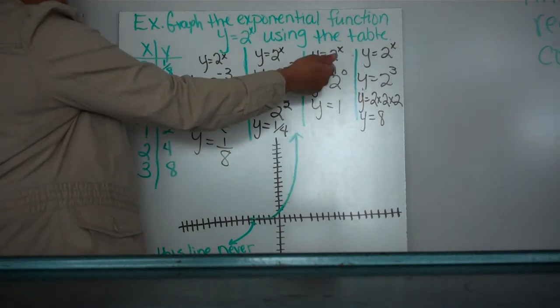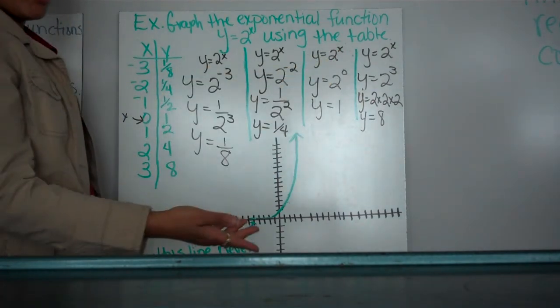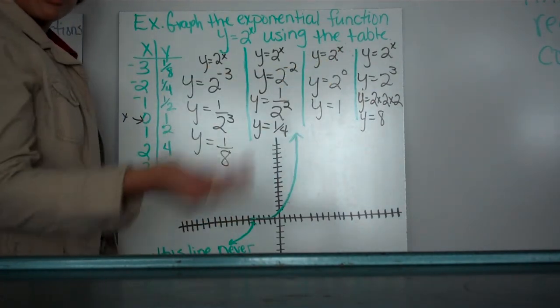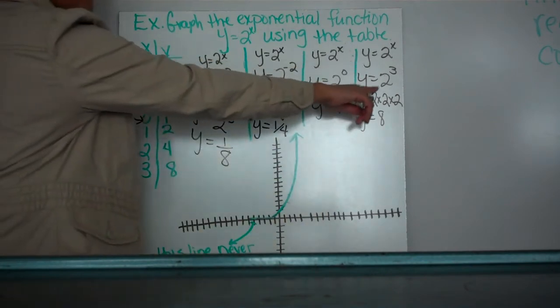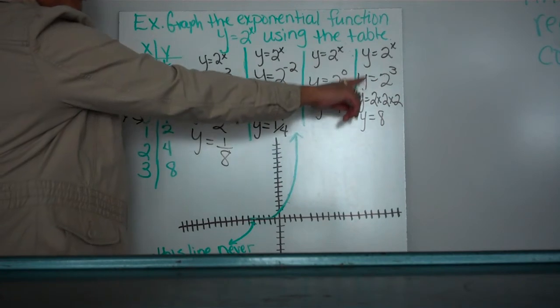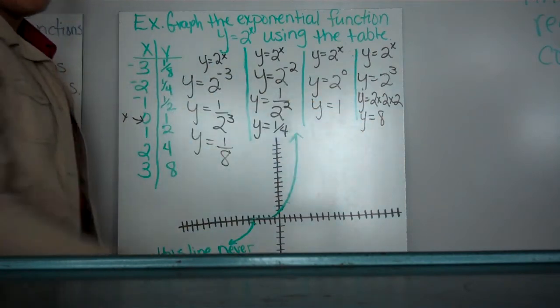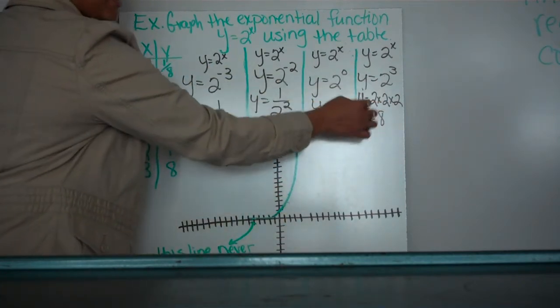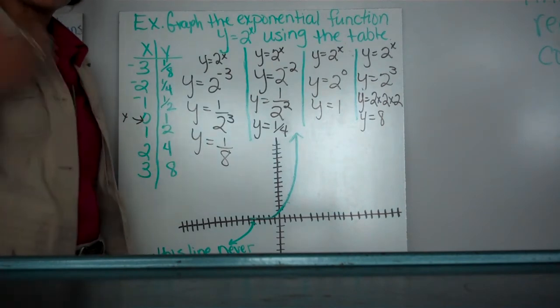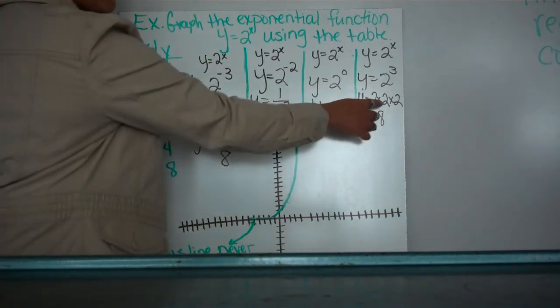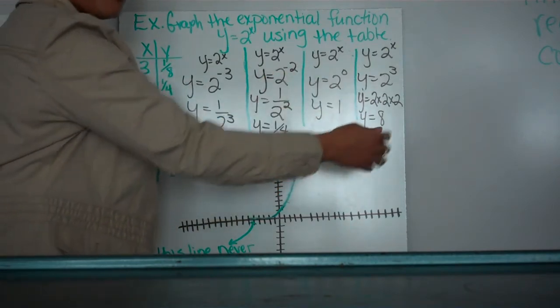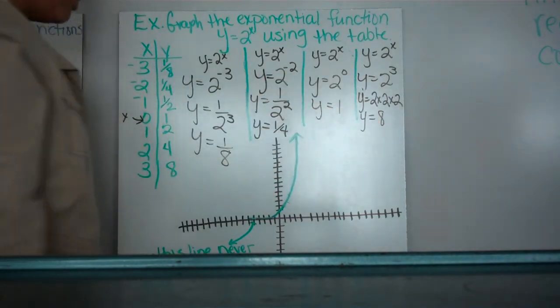Here, when x is 0, then y is going to be 1, because anything to the 0 power is going to be 1. And when x is a positive 3, then 2 to the 3rd power is 8. And remember, don't count 2, 4, 6, 8. You have to actually multiply. You have to actually double each time, because we're talking about exponential growth. So 2 times 2 is 4, and then 4 doubled will be 8. So y will be equal to 8.